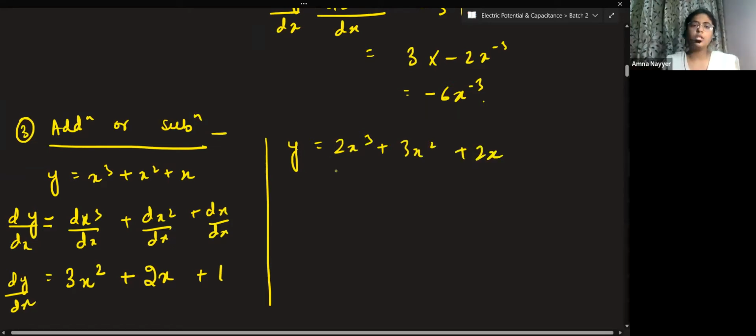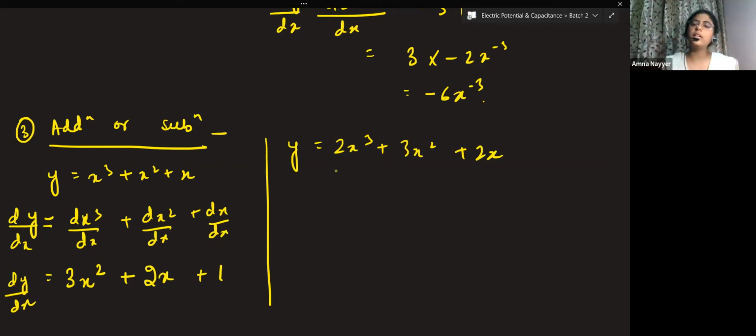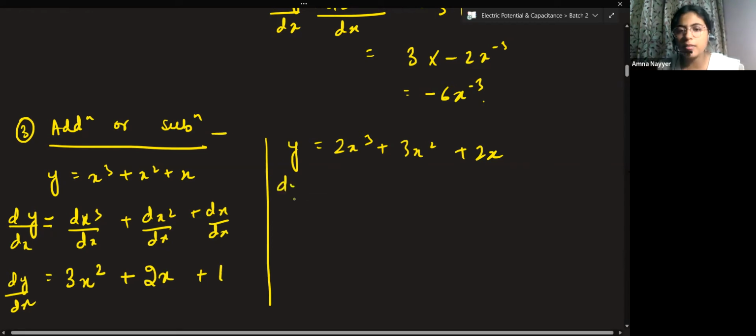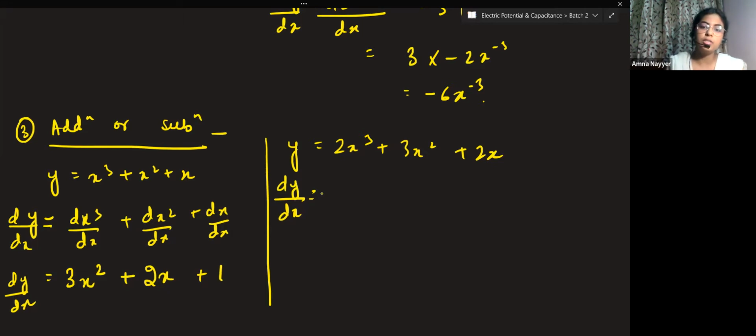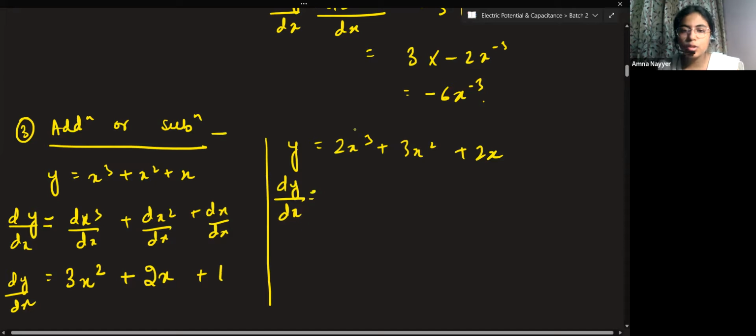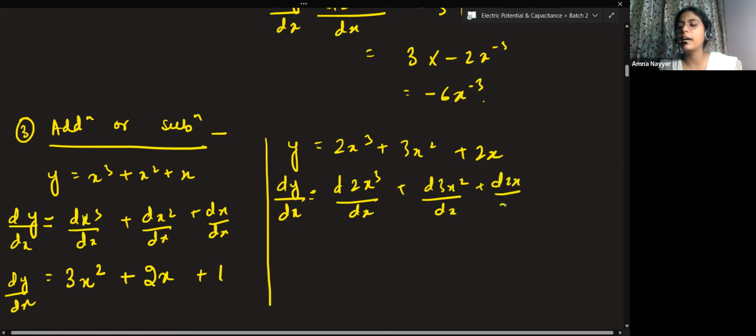Now see, again, you know how to differentiate all the individual quantities. So differentiate it the way you do it for an individual one, like if you have to differentiate dy over dx. Understand this carefully, because this addition and subtraction concept will be used when we'll be relating electric field and potential. So there's a relation that involves differentiation. Now if you differentiate this, you have to differentiate each term individually. It means d(2x cubed) by dx plus d(3x square) by dx plus d(2x) by dx.